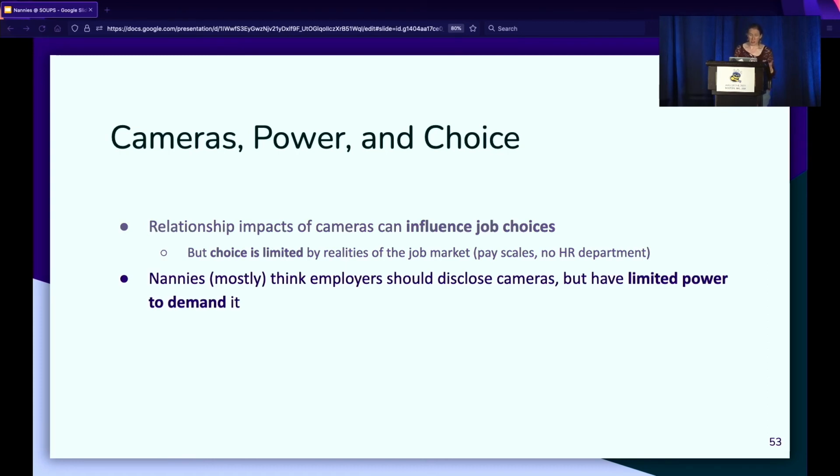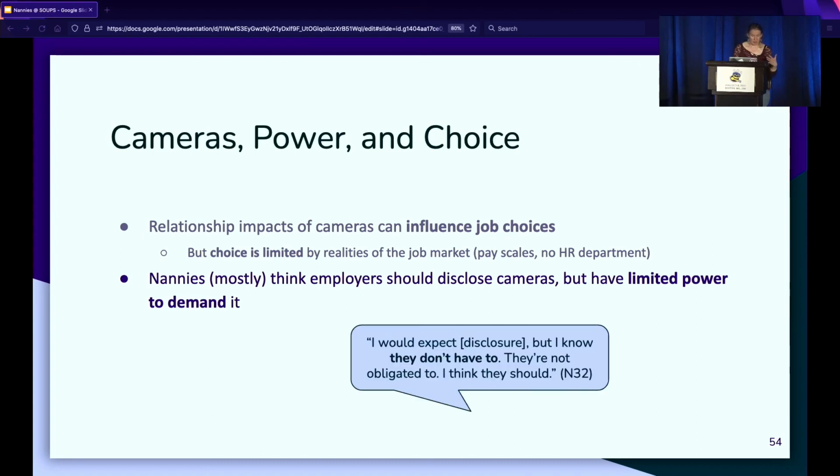Generally, even though most participants thought that employers should disclose cameras so that nannies can at least de facto consent to data collection, most saw themselves as having a limited ability to demand disclosure. So as Nanny 32 put it, I would expect disclosure, but I know they don't have to.